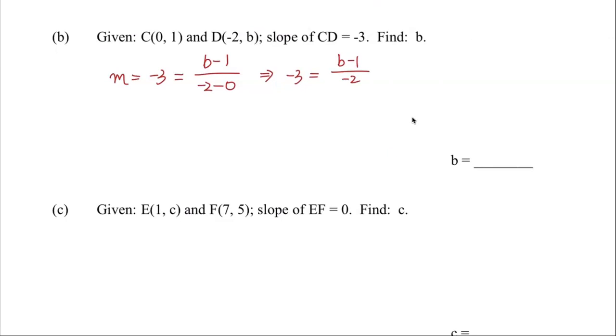So we multiply -2 on both sides of the equation. The left side becomes -3 times -2, which is positive 6. On the right side, the -2 in the denominator and the -2 cancel out, so b minus 1 is left. Then we add 1 on both sides. The left side becomes 6 plus 1, that's 7, and the right side will be b. So b is equal to 7.